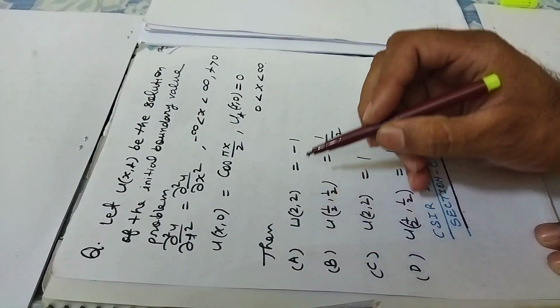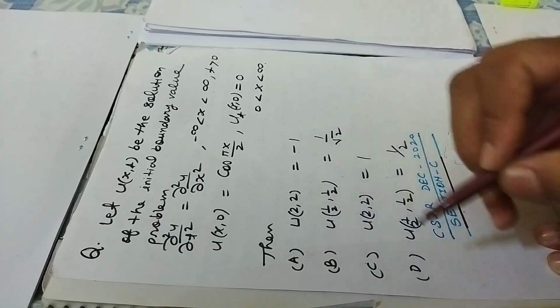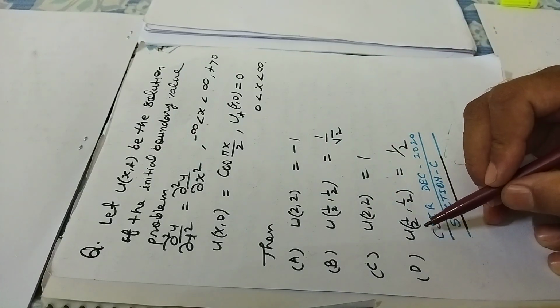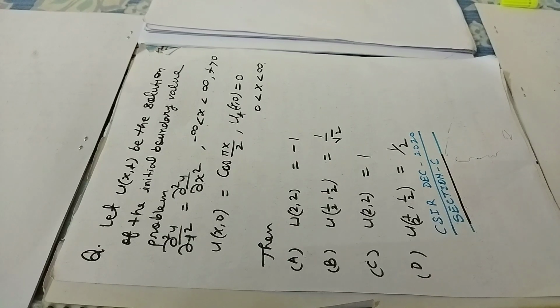A, u(2,2) is equal to minus 1. B, u(1/2, 1/2) is equal to 1 by root 2. C, u(2,2) is equal to 1. And D, u(1/2, 1/2) is equal to 1 by 2. Okay, so this is the question.